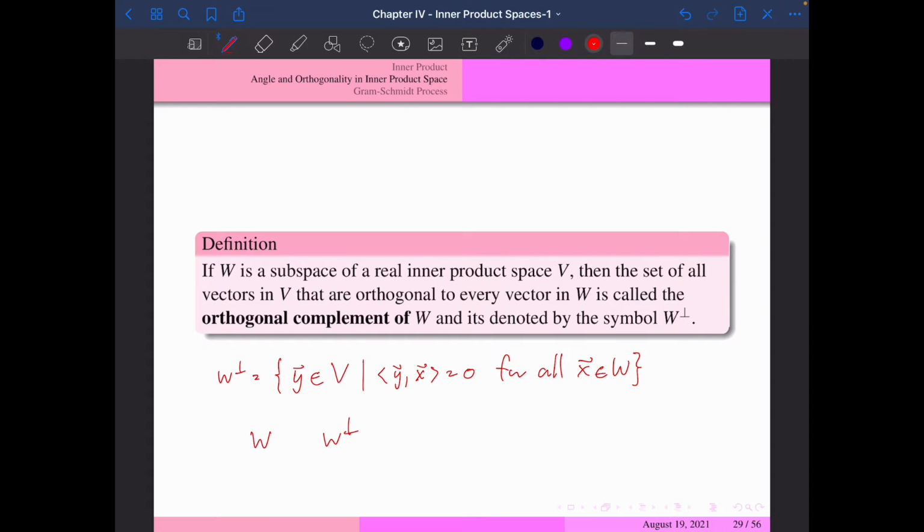And our question is, what is the intersection of W and W perp? Why do we need to show that? Because if we can show the intersection of W and W perp, we can make sure that W and W perp do not have a common element except the zero vector. So these are our questions number 1 and number 2.